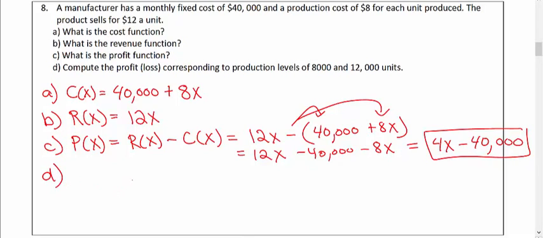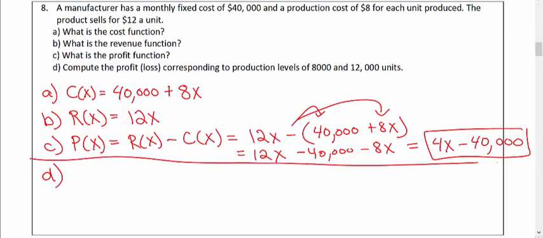For part D, we're asked to compute the profit or loss corresponding to production levels of 8,000 and 12,000 units. So we're going to compute the profit. We're going to use our profit function, and we're going to put in a value of 8,000 units. So the profit for 8,000 units, we're going to use our profit function that we just formed. So 4 times x, or 4 times 8,000, minus 40,000.